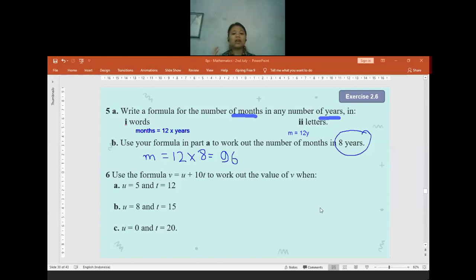Okay, is there anyone who has difficulties or is confused in question 5? Is there anyone who gets confused? No question? Okay. If no question, let us continue to question 6. Find the value of V when U is equal to 5, T is equal to 12.